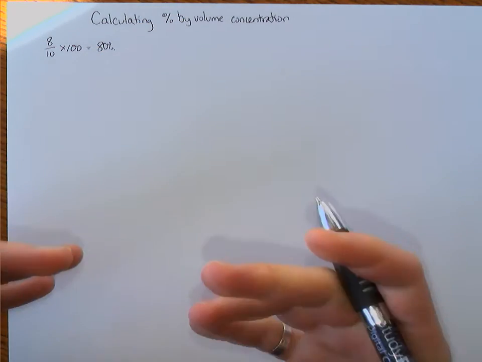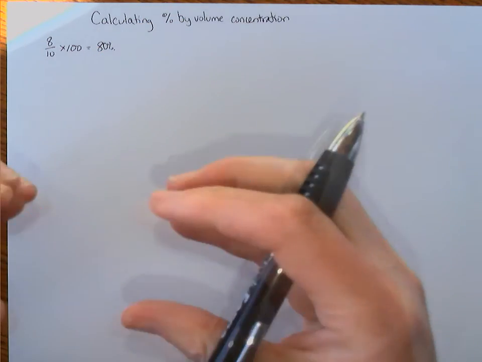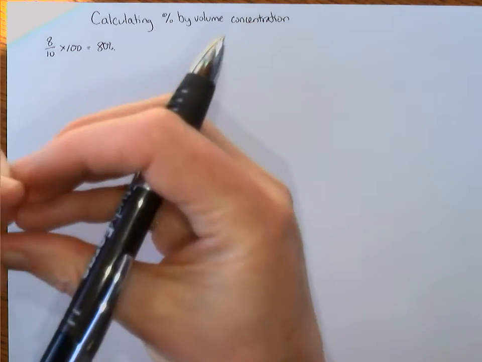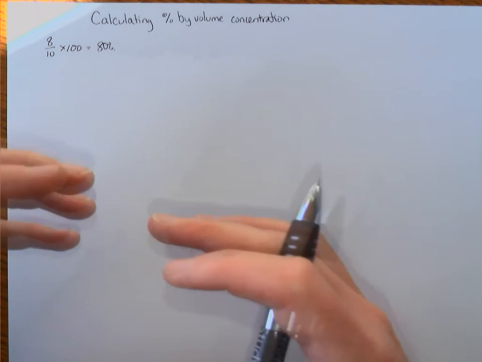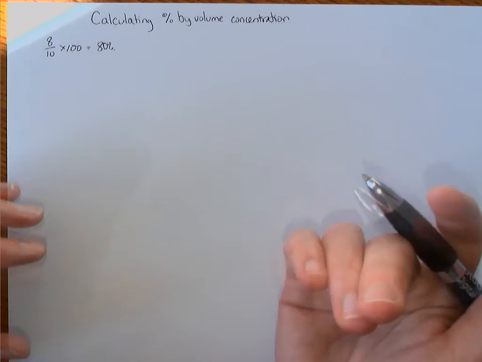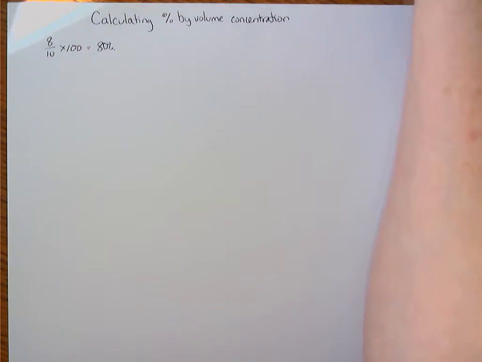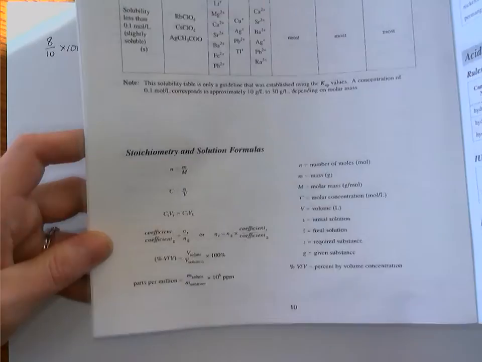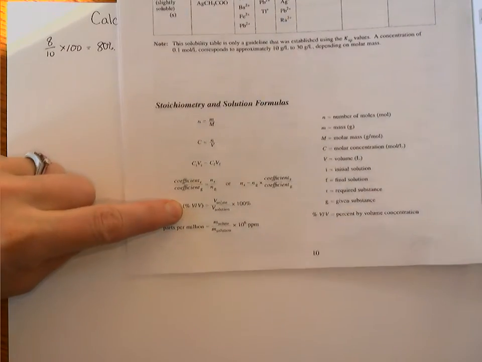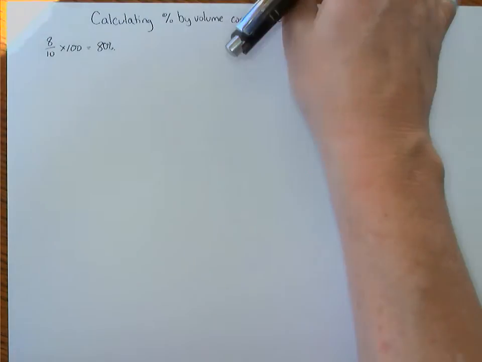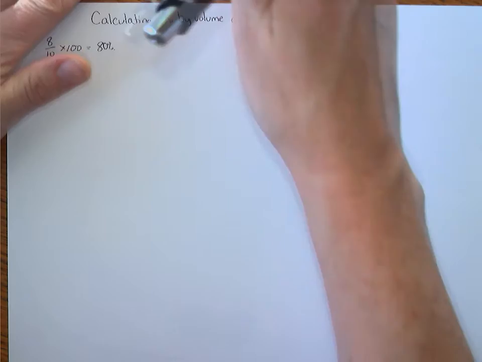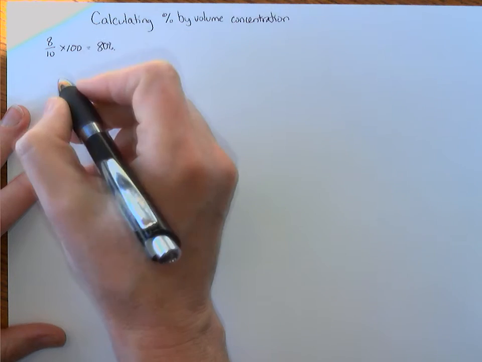So it's the same idea, but we're looking at the percent of the solute, the volume of the solute, all over the total. In this case, it is not the test mark, it's the total volume. This actual equation is found on page 10 in your data booklet right here. And so you don't have to memorize the equation, you just need to know how to use it. So we're going to take that equation.